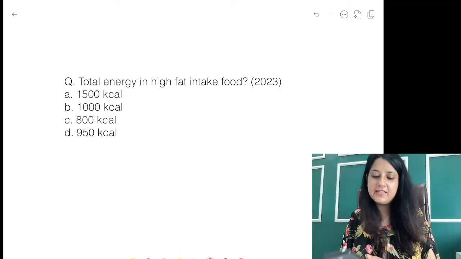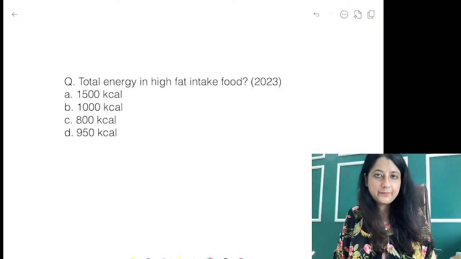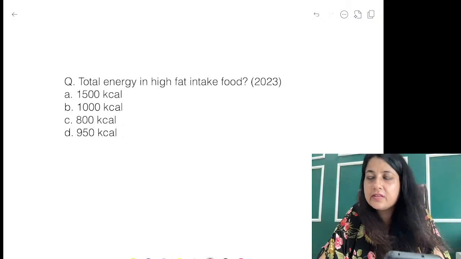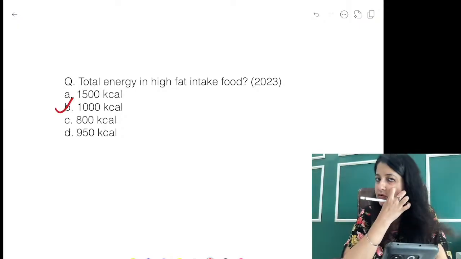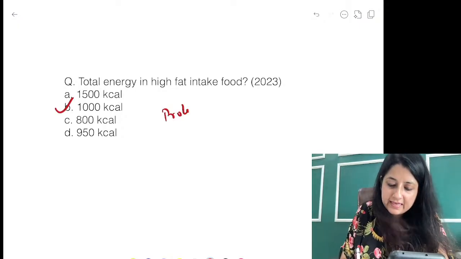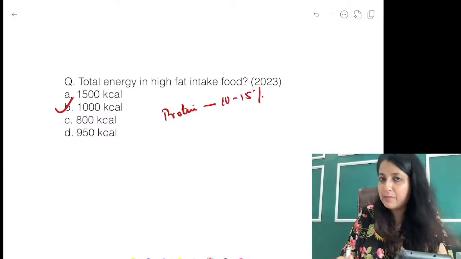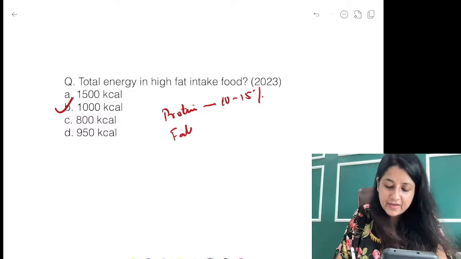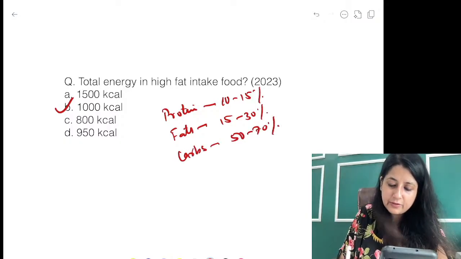Total energy in high fat intake food, any idea? High fat intake कितना एनर्जी देता है? Good, 1000 kilocalories. Just go through it, okay? Proteins in our diet, guys, make up 10 to 15% of our diet, balanced diet. Then you have this one, fats. Fats should make up 15 to 30% of our diet. Carbs should make up 50 to 70% of our diet.